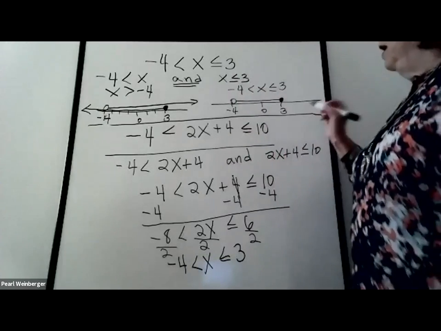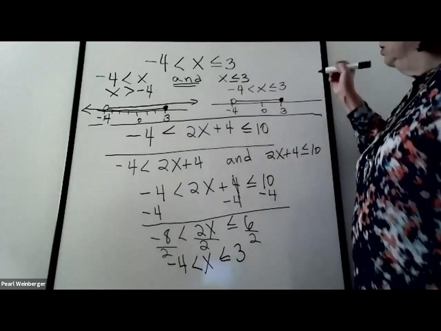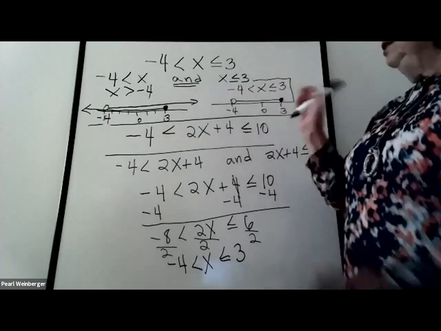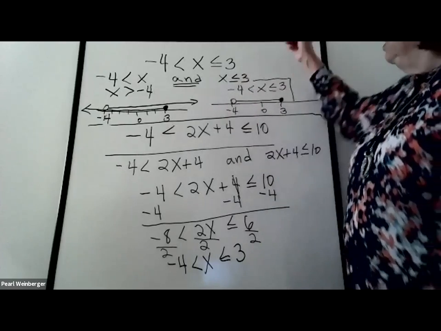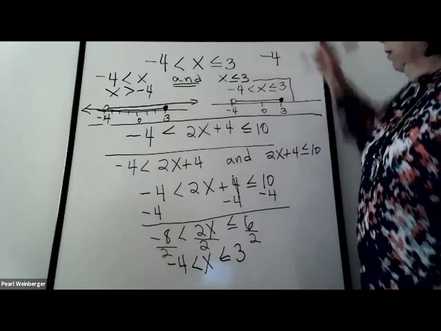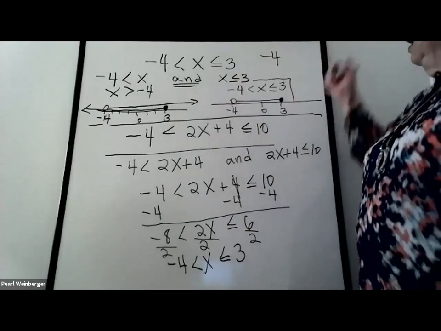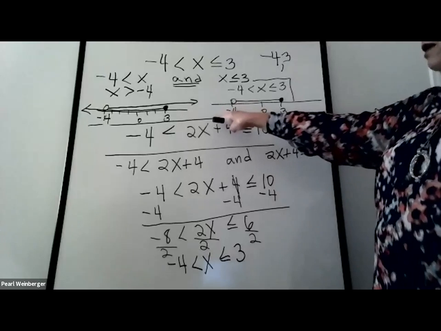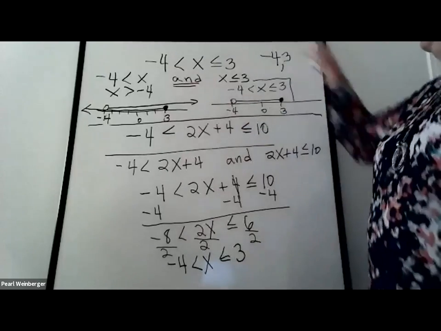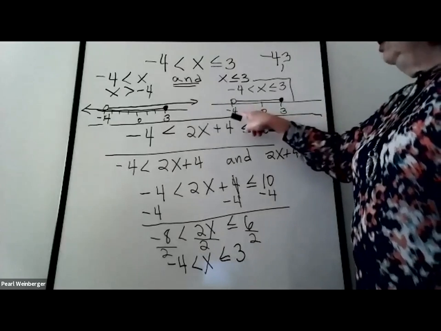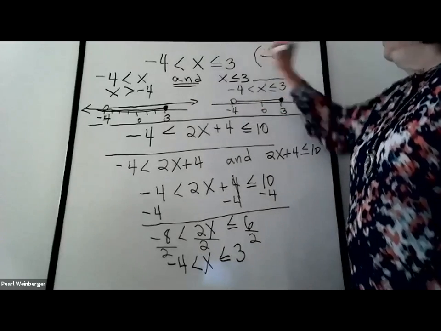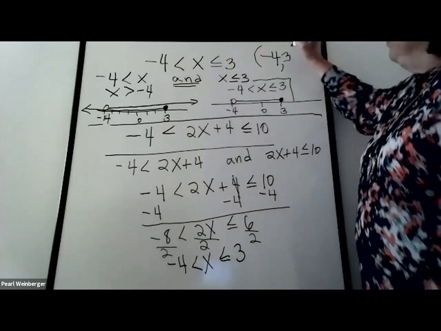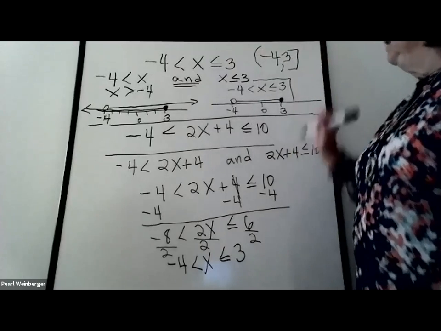And on top of that, in interval notation, it would look like this. Here's my interval. Where's my left end of the interval? It's at -4. Where is the right end of my interval? It ends at 3. This is not going until infinity. It's starting at -4 on the left and going till 3 on the right. Notice at the -4, we'd have to put a parenthesis because the -4 is not included. But at the 3, we have to put a bracket because the 3 is included.